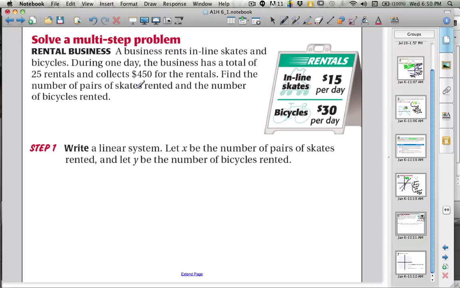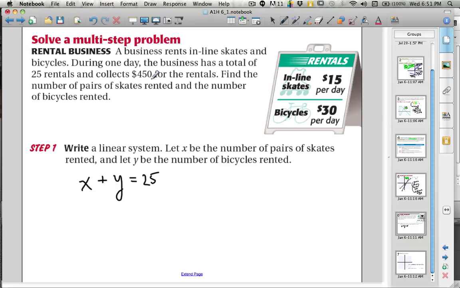If we want to find out the number of skates rented and the number of bicycles rented, we can create a linear system that uses the same two variables, x and y, to represent the same thing. So we're going to let x be the number of pairs of skates rented, and y could be the number of bicycles rented. And because we're writing two equations, we're going to look at two things. So the first thing they talk about is how many total rentals they have. Well, I know that the total number of rentals of skates plus the total number of rentals of bicycles will equal the total number of rentals. So they had 25 rentals.